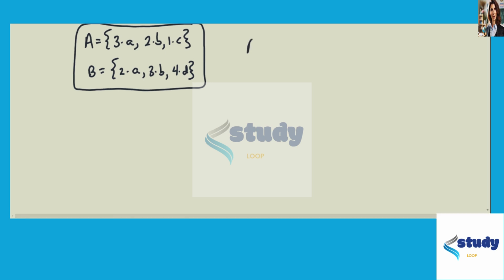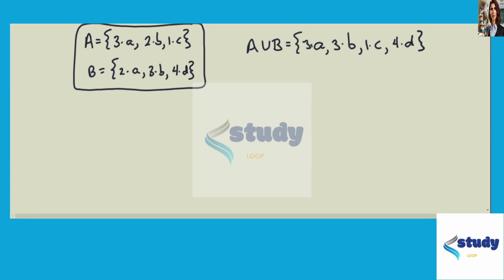First, let's find the union. To find the union, we're looking for which one is the maximum. So for every element that's in one of these sets, the union will have the maximum number of those elements. So for A, set A has 3, set B has 2. 3 is the maximum. So our union will have 3 A's because that is the most either one of those sets has. It will have 3 B's because that's the most either one of these sets have. Set A has a C, so we need to include that. And set B has 4 D's, so we need to include those as well.